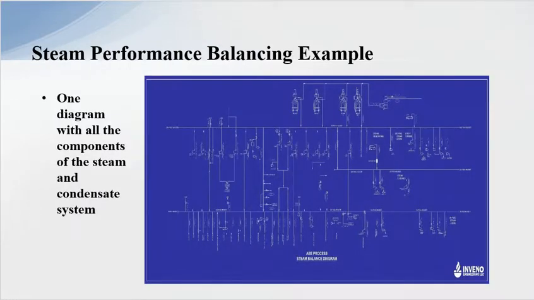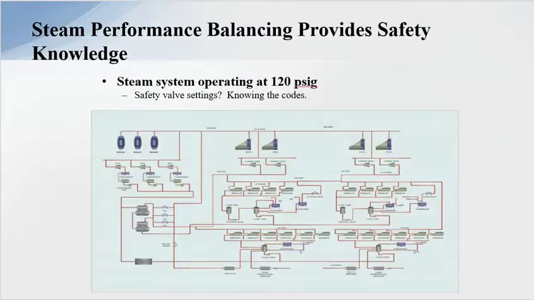The example we show here is a one-page, or it could be two-page, diagram showing the complete steam system from the beginning, from the generators right here, or the users right here, and down to the condensate recovery system. This gives you one diagram with all the components of the steam and condensate system. Easy to understand, easy to read, and easy to explain to management.